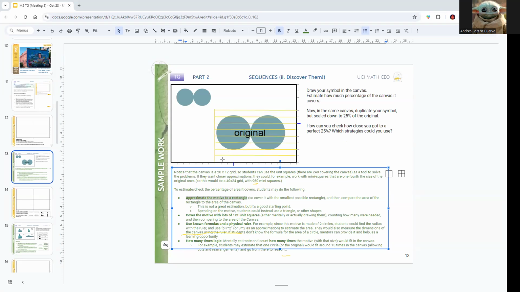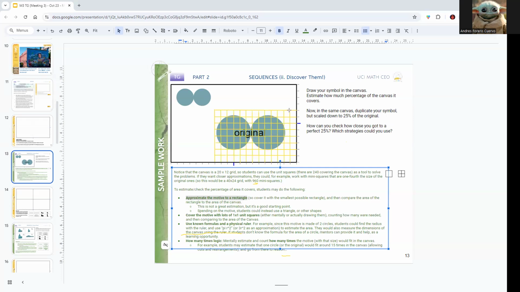And this can be done as I'm doing it, just drawing, or actually mentally, if students are good with counting, because you could count fast rows or columns of squares if your motive is kind of simple. So what I'm doing here is making a grid of these minimal squares, right? The minimal squares that I would need to cover the shape.